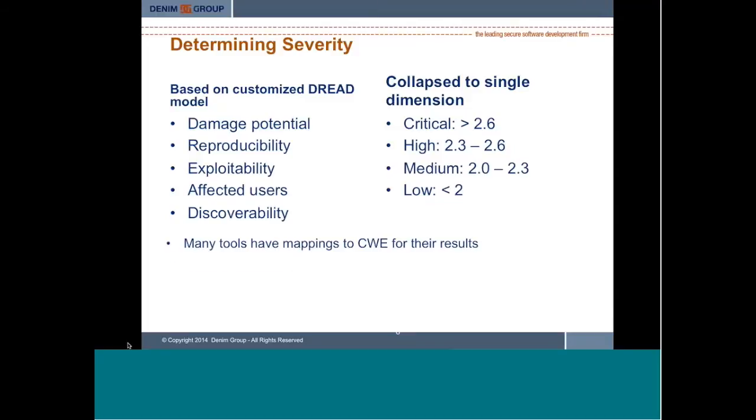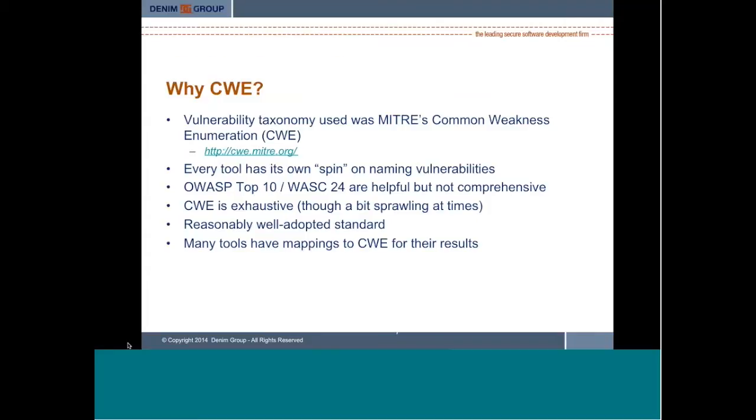Why do we use CWE? Again, the vulnerability taxonomy that we used was MITRE's Common Weakness Enumeration. What we found in a lot of the work that we've done is that every tool has its own naming scheme that it uses to describe different vulnerabilities. That's great, except ultimately as an industry, we need to be able to roll this data up into something where we're all talking about apples and apples or oranges and oranges.